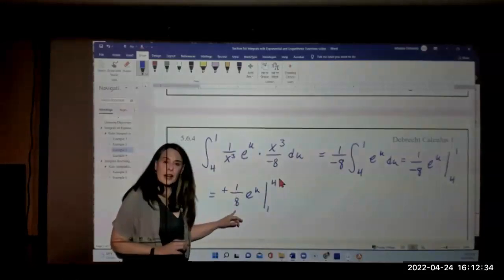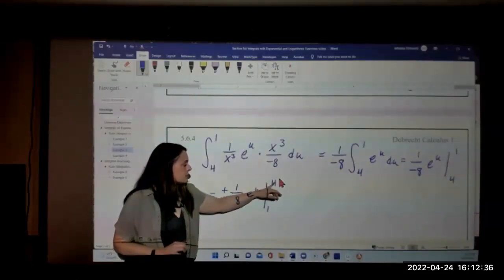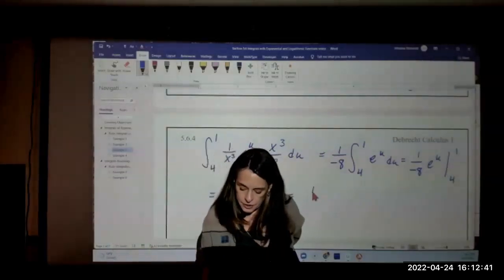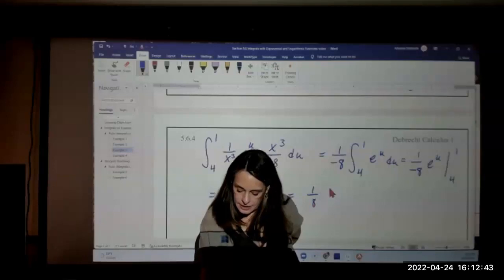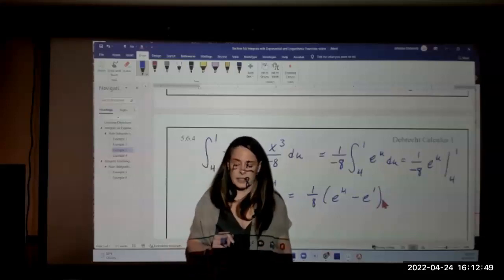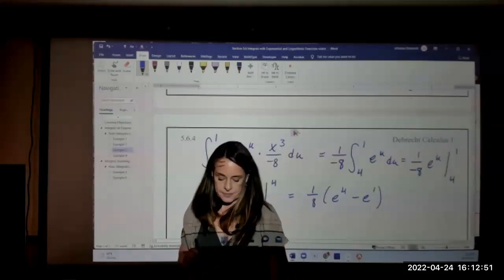Now we can leave the 1/8 outside and substitute the limits of integration in. And so we end up with 1/8 times e to the 4th minus e to the 1st. And that's a decent way to leave the expression.